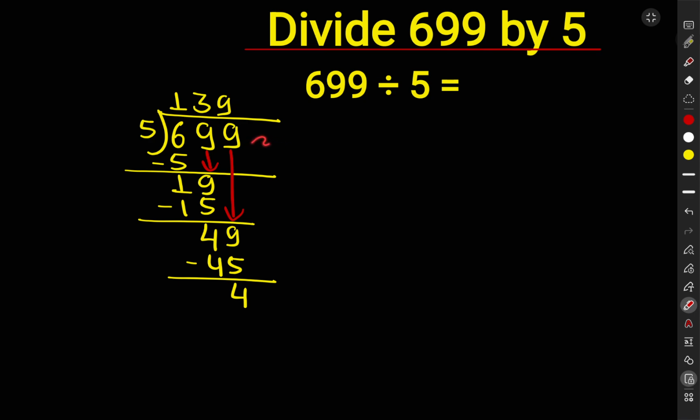So now we have no other number to put down. So we put a decimal here so that we can put 0. So it is 40 and 5 times 8 is 40. On subtracting we get 0. So 699 divided by 5 is 139.8.